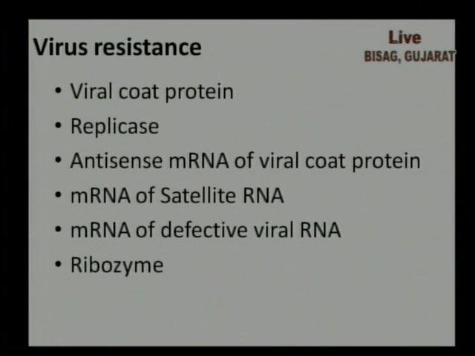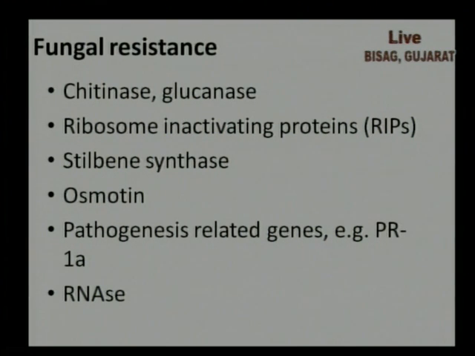If we can express the protein which is responsible for viral coat, which is responsible for replicase enzyme, which is antisense messenger RNA for viral coat protein, or which is messenger RNA for satellite RNA of virus, or for defective viral RNA, or for ribozymes. These are certain genes which produce certain proteins, and those proteins will stop viral infection. Of course, talking is very easy. Till today, a lot of effort has been done, but the success ratio is not 100%. Some varieties are there in the market which have such kind of resistance, not all.